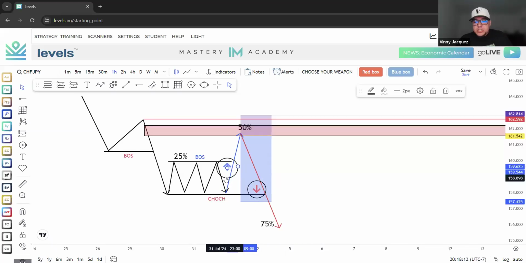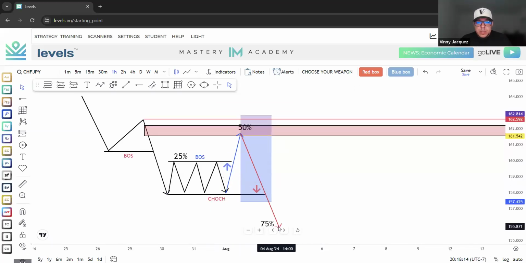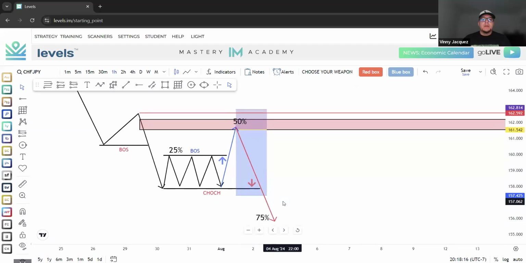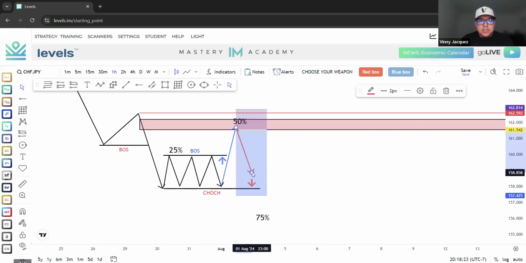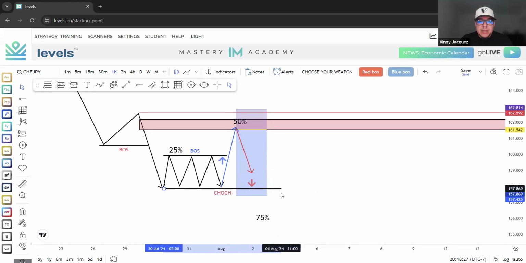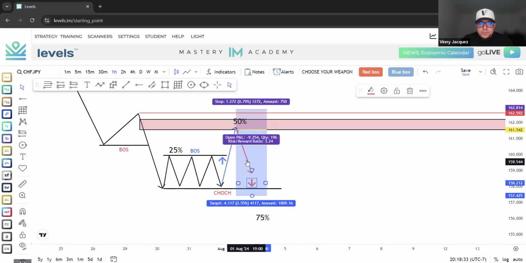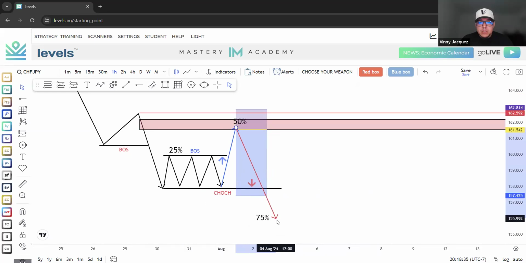So once we get this change of character, guys, once we get this 75% of the setup, the head and shoulder setup is now ready, right? If the market does not change character and we just hang out inside of this zone and we do not break and close below this black line, it's not ready yet. But once we break and close below, it's go time, right?